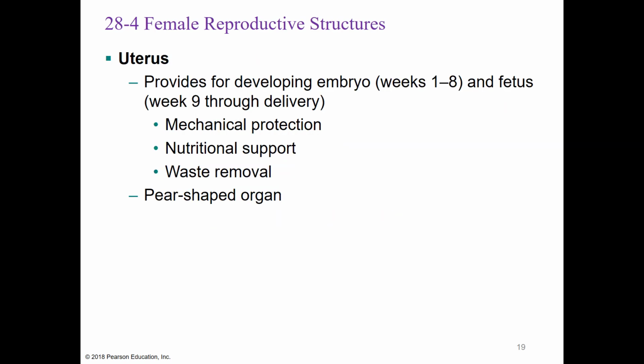The uterus is going to provide for the developing embryo, which we call an embryo from week 1 to 8, and then call a fetus week 9 through delivery. The uterus is going to mechanically support, nutritionally support, and remove waste for the developing embryo and fetus. Again, it's pear-shaped. We talked about that, like an upside-down pear. And some of the main features of the uterus we should talk about as well.